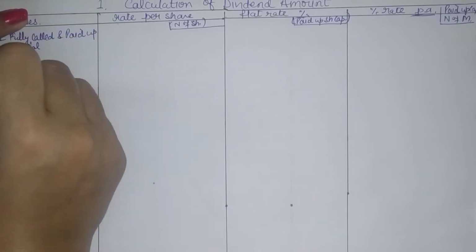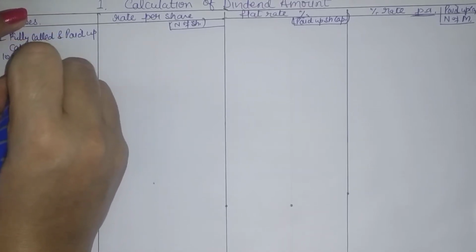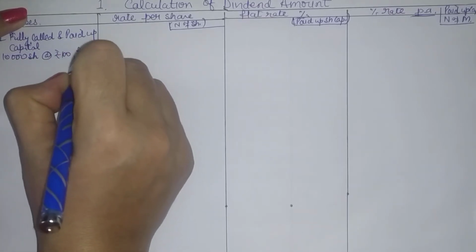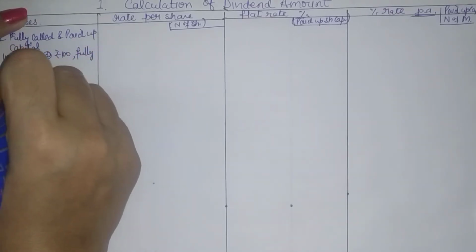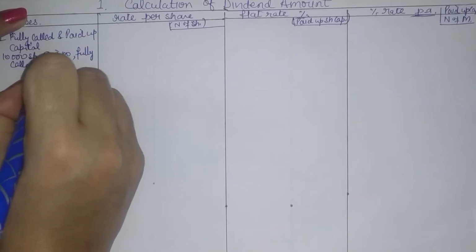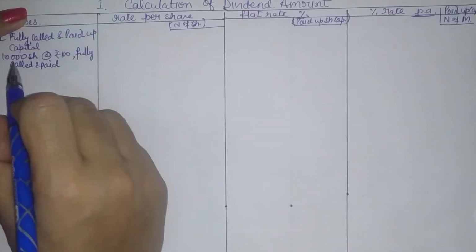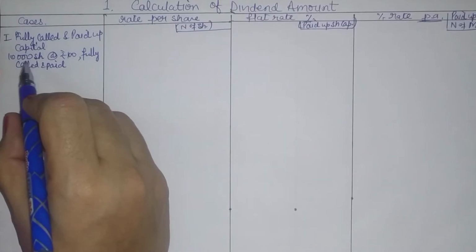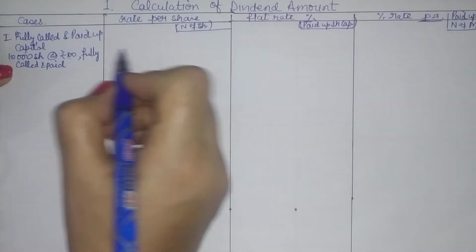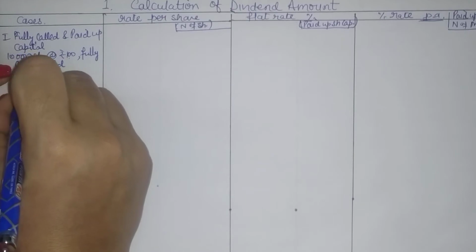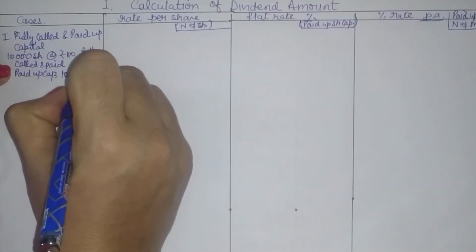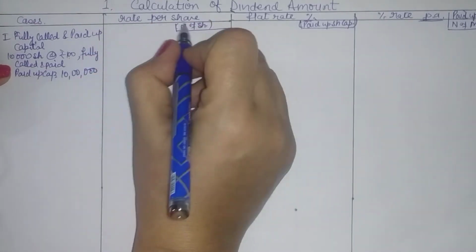Suppose a company has 10,000 shares of rupees 100 each, fully called and paid. Now, the capital is fully called and paid. It implies that your capital in all will be 10,000 shares into 100. That means 10 lakh rupees. So, your paid up capital is 10 lakh rupees.